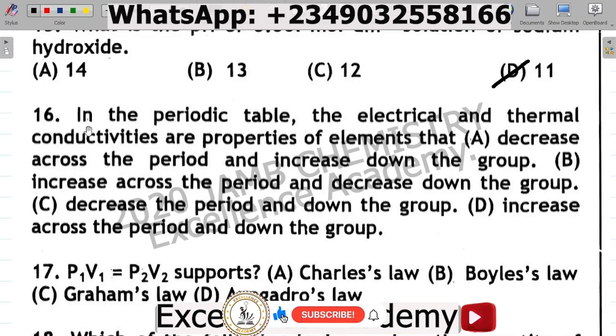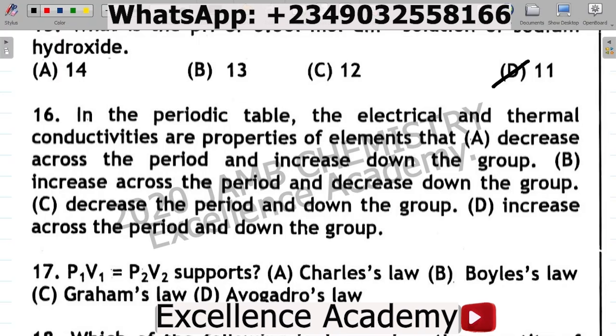Question 16 says, in the periodic table, the electrical and thermal conductivities are properties of elements that A, decrease across the period and increase down the group. B, increase across the period and decrease down the group. C, decrease across the period and down the group. D, increase across the period and down the group. So for question 16, which of these is the correct answer?